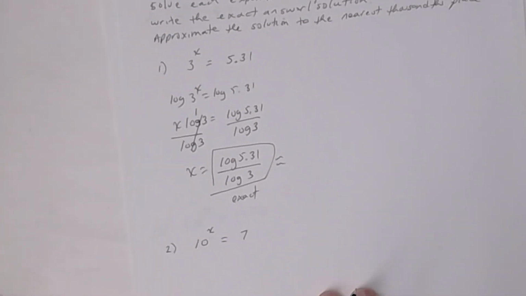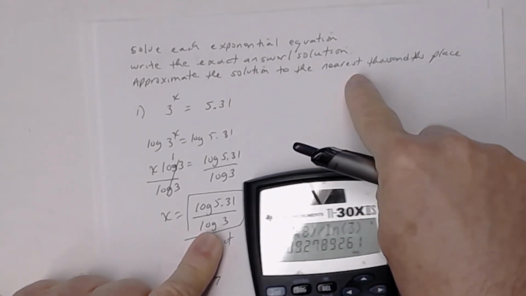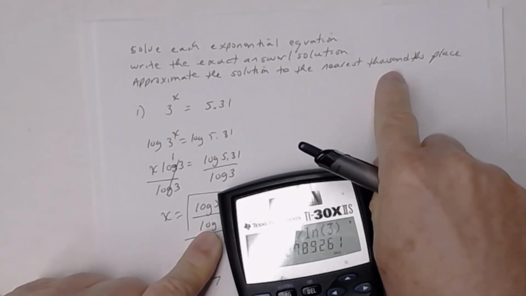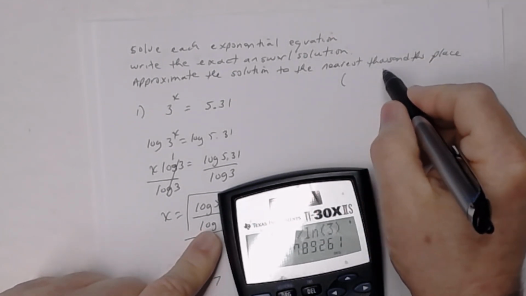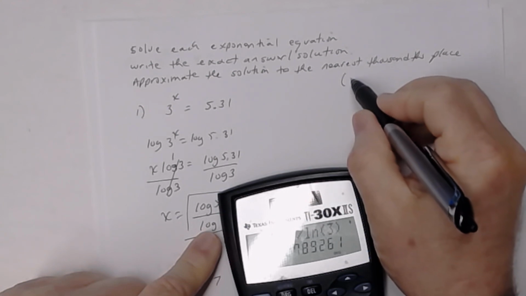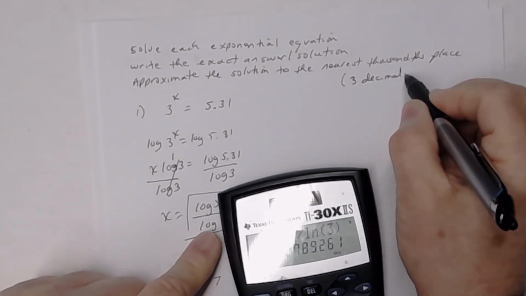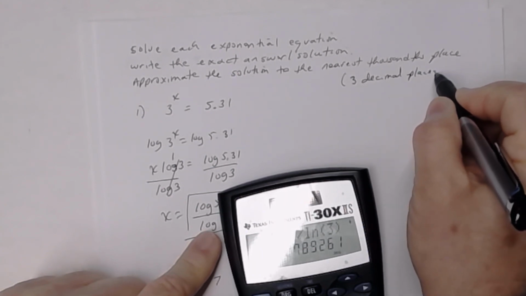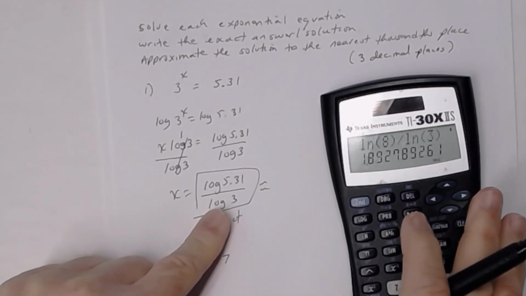All right, so we're going to approximate this using your calculator. Also remember that this says the nearest thousandths place. Sometimes instead of saying the nearest thousandths, they may say 3 decimal places. So 3 decimal places means 3 digits behind the decimal point.